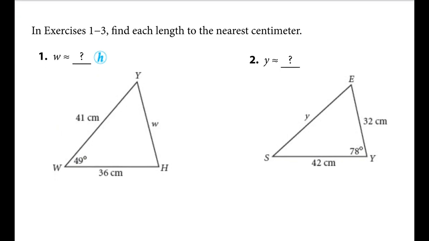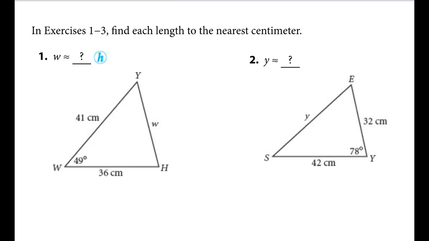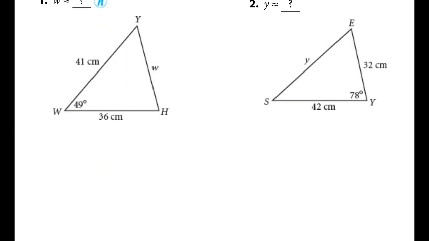Notice that I cannot use the law of sines here. I would need a pair of side and angle, and I don't have a side and angle, a side and angle, and a side and angle. I would have to have one of those known to be able to use the law of sines to set it equal to something else, but I don't. So I can't use the law of sines here. Let's go ahead and use the law of cosines.